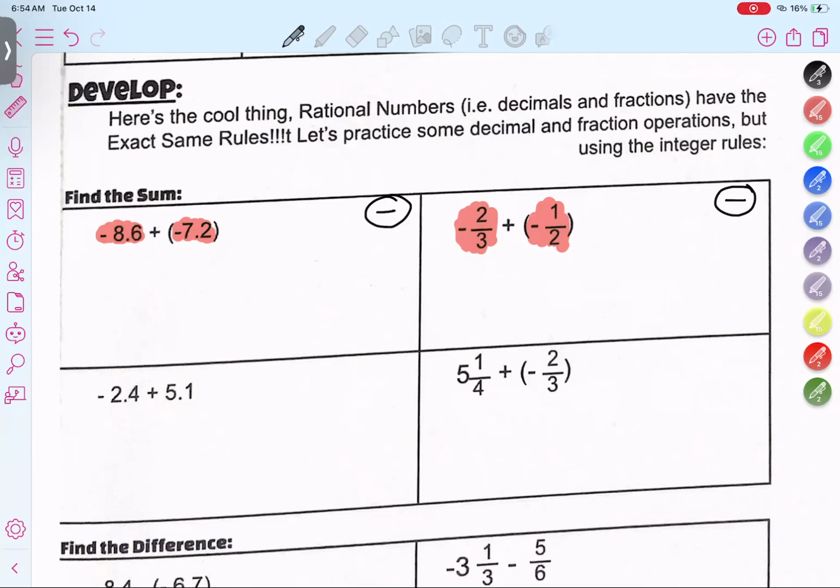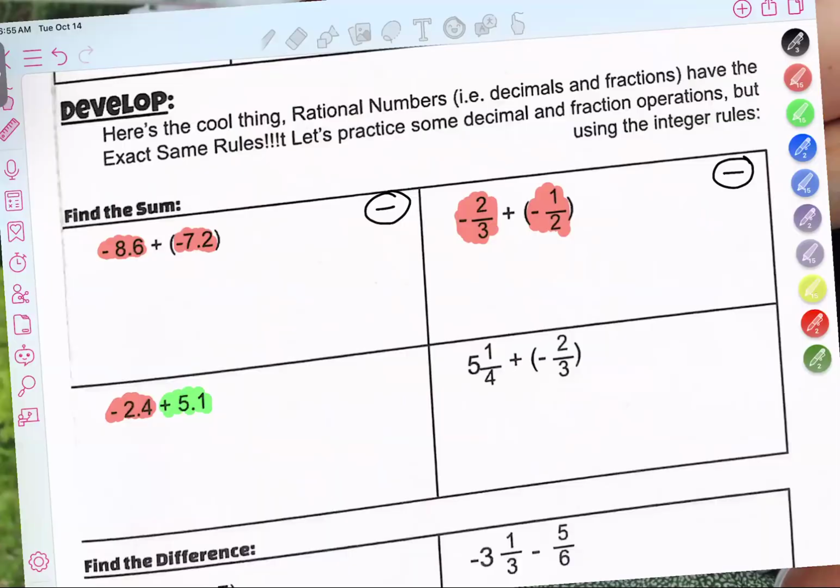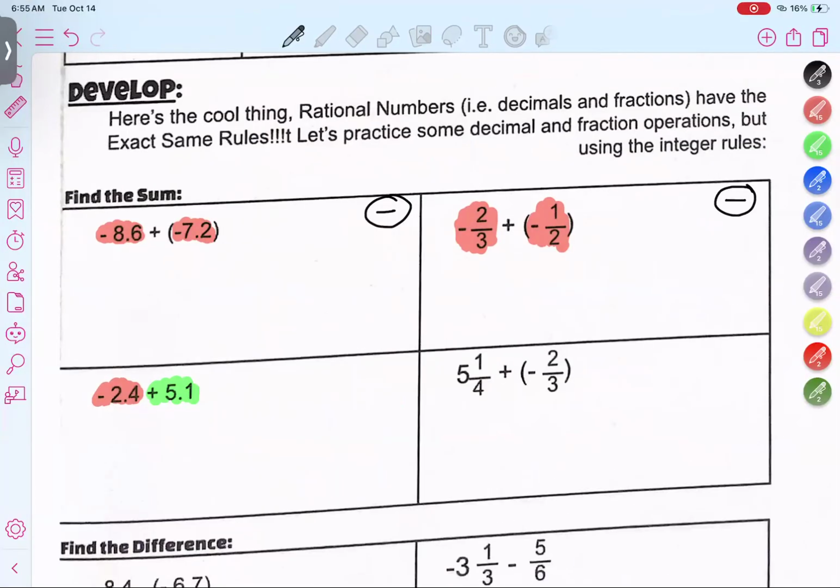I want you to do that for the next two really quick on your own. Just decide what sign it is. Don't solve them yet. Just figure out what sign it is. So the next one, I have a negative plus a positive. If I have a negative plus a positive, that's different signs, and I need to keep the sign of the bigger number. So in this case, which number is bigger, my 2.4 or my 5.1? The 5.1, right? So we need to keep the sign of the 5.1, which means that we need to keep the sign of the positive number. So my answer should be positive.